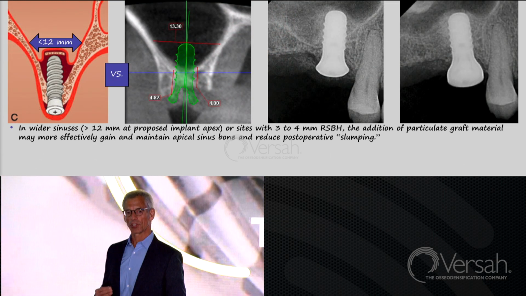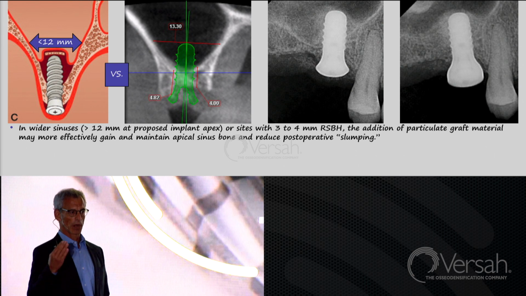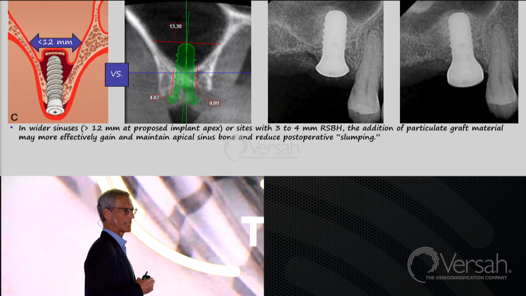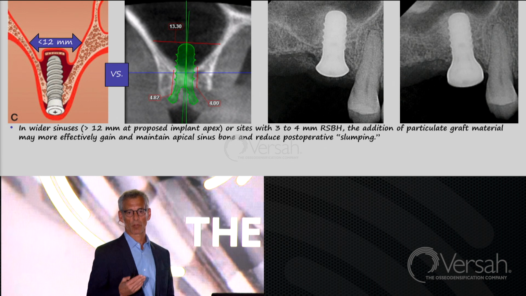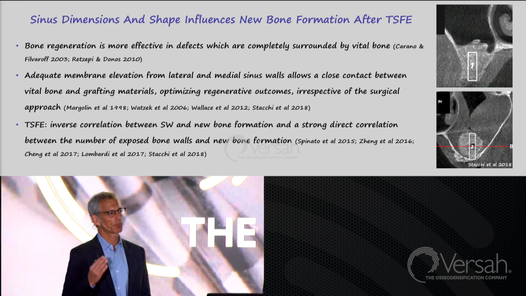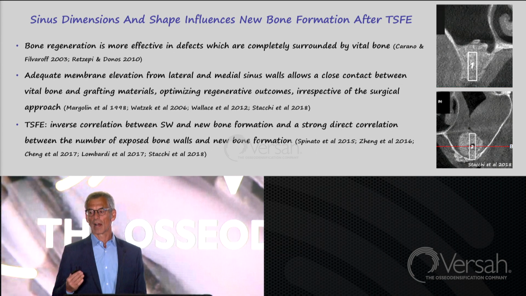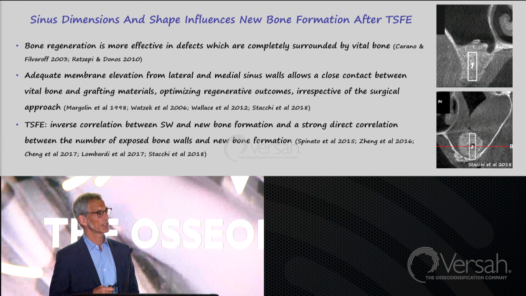There may be an advantage, yes, in including a particulate graft when you're dealing with a wide sinus, greater than 12 millimeters at your proposed implant apex, or dealing with a more atrophic sinus. You must appreciate the effect of sinus dimensions on bone formation in the sinus.